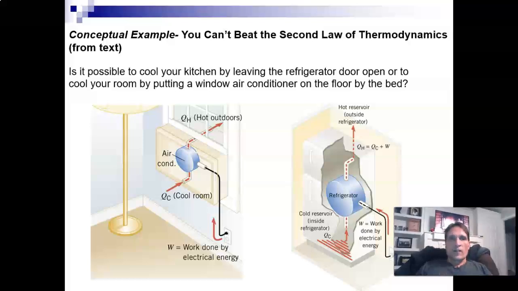So you've taken a physics class and you go home and you want to show off your newfound knowledge, and so you have this very clever idea on a warm summer day to cool your kitchen by leaving the refrigerator door open, or to cool your room by putting an air conditioner on the floor by the bed. Okay, will this work? Take a minute. So in other words, can I use a refrigerator, leaving the door open, to cool the room?